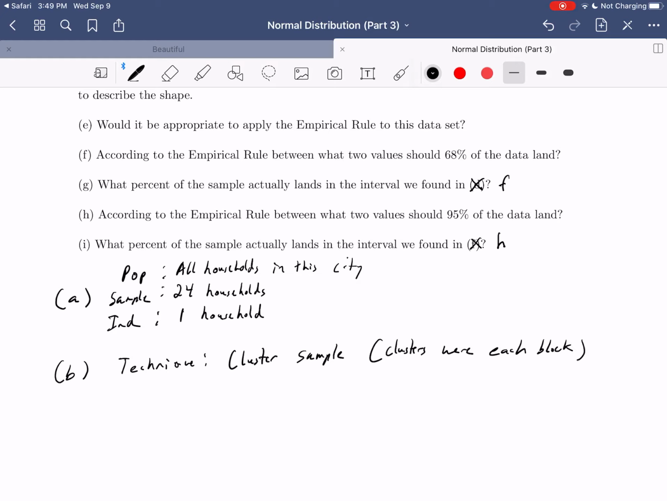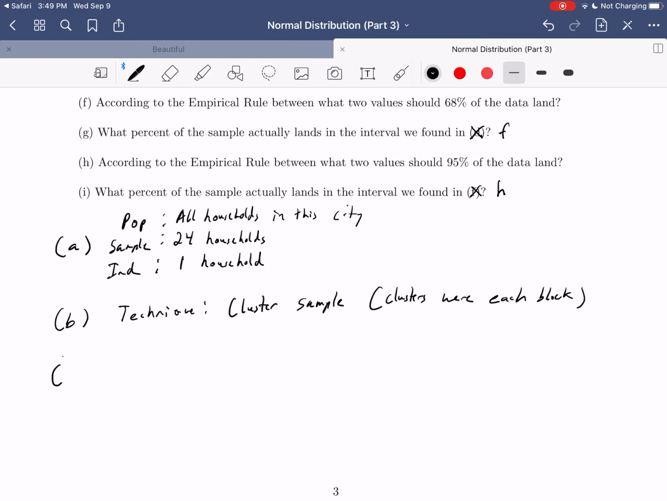Each block had multiple households on it, right? If you just think about the block that you might live on, there's probably multiple houses or multiple households on that single block. When you select one city block, you get several households. That's why we only had to make 3 selections, but ended up with 24 data points.